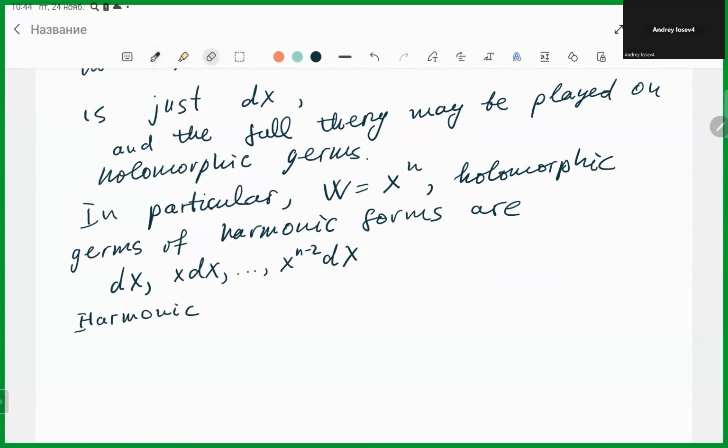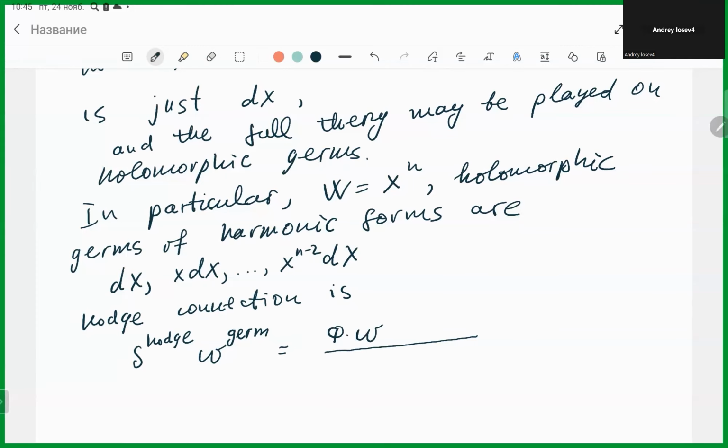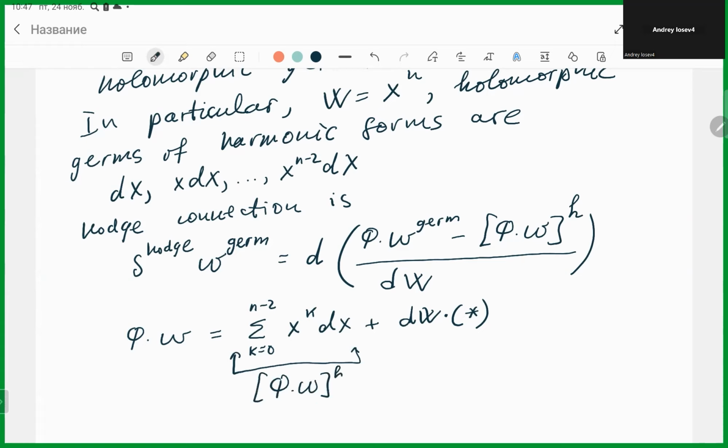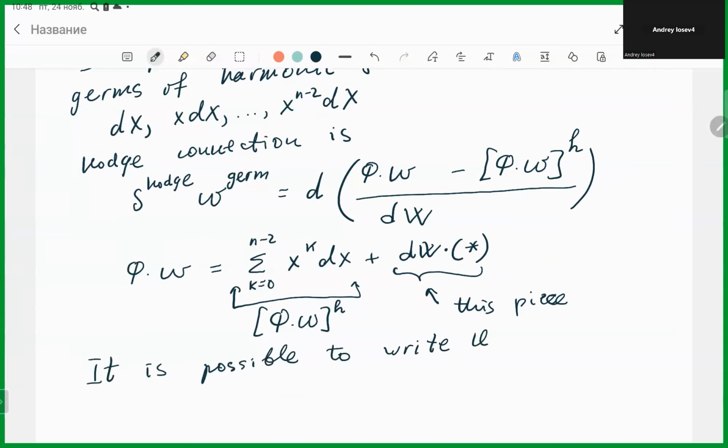Interestingly enough, the Hodge connection is, and here I write germ. You take phi, you take omega, then you subtract. So what do I mean here? You consider phi omega and you write it as a sum of the terms k from 0 to n minus 2 of x k dx plus dW times something. And this is phi omega harmonic. So the difference between phi omega and phi omega harmonic, this piece. So you take this star, so when you divide by dW, you get this star, you apply d, and that's how the germ is evolving. And it is possible to write the global formula.